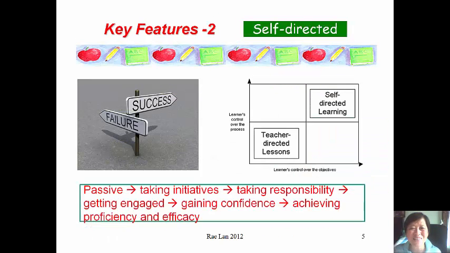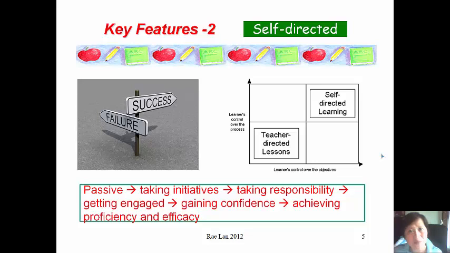All right. The second feature of language learning strategies is that they are self-directed. What do we mean? If you take a look at this graph here, traditionally, learning is teacher-directed. Whereas by using learning strategies, we would like to help learners become self-directed learners. I'll give you a good example.